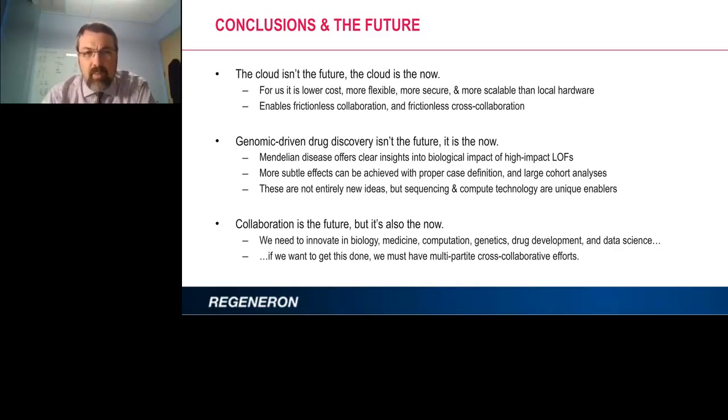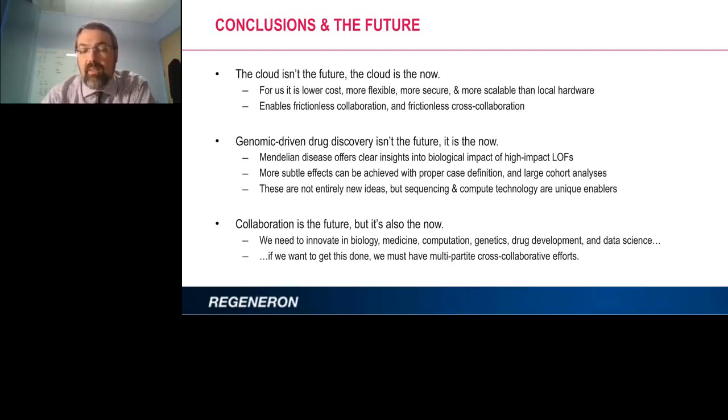In terms of genomic-driven drug discovery, this is absolutely the now for us. Mendelian disease, you saw this great PAH example, offers really clear insights into the biological impact of high-impact LOFs. More subtle effects can be achieved with proper case definition and large cohort analyses. Some of you know the exciting results you saw in HPTLs. And of course, these are not new ideas. But the sequencing, compute technology, and the kind of collaborative perspective that we have, I think, are unique enablers for us. And then let me just end with: collaboration really is the future, but it's also the now.